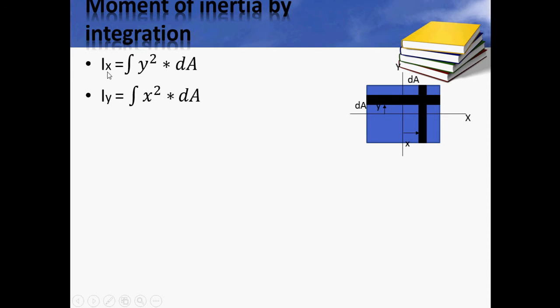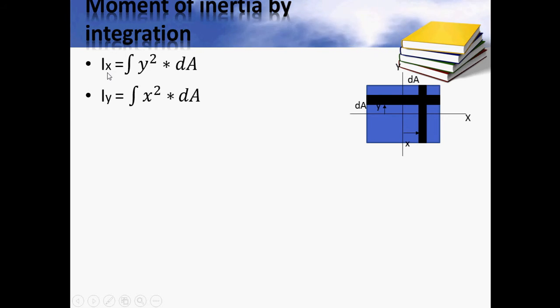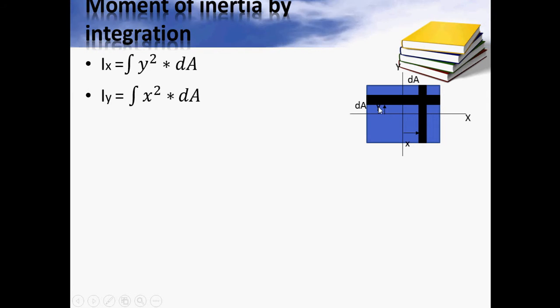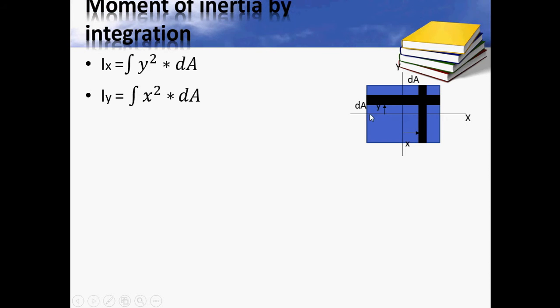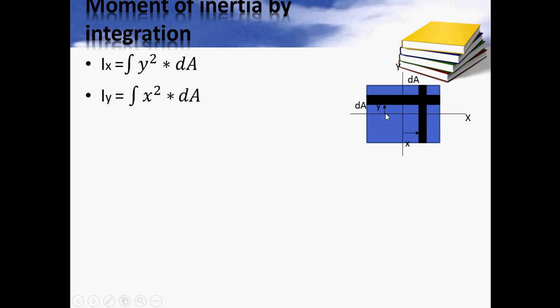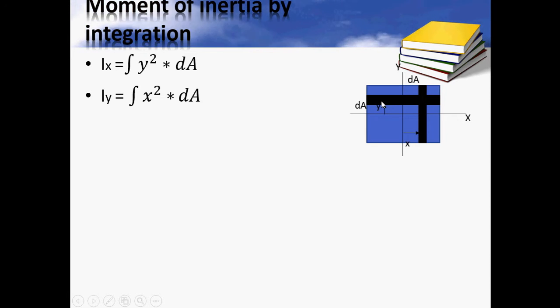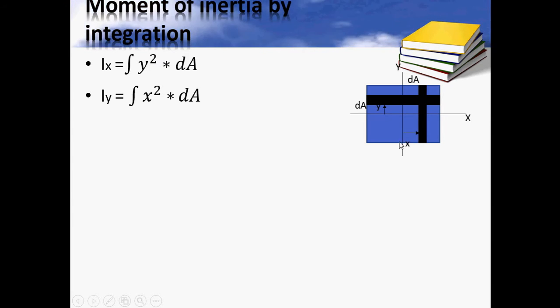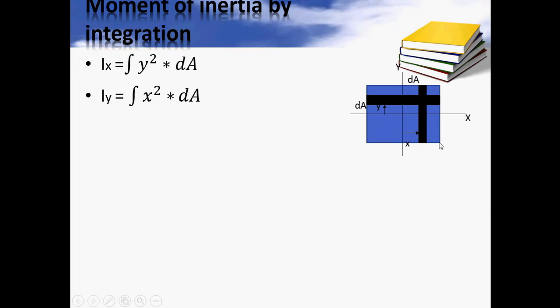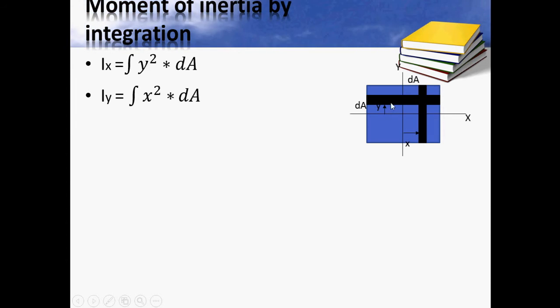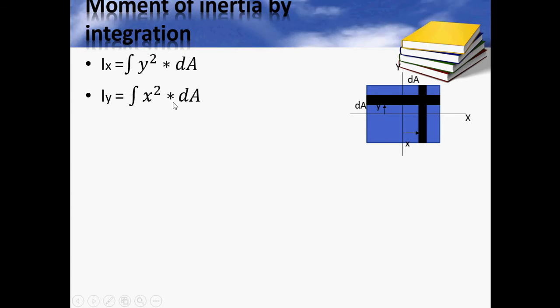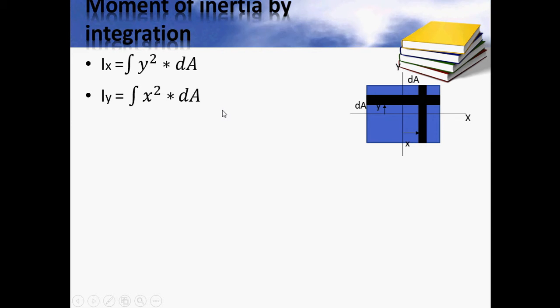Moment of inertia about the x-axis, Ix, is equal to the integration of y square into dA, where y is the distance of the elemental rectangular strip from the x-axis, and dA is the area of the strip. Integrating this y square into dA by imposing the required limits, we get the moment of inertia of the figure. Similarly, Iy is equal to the integration of x square into dA.